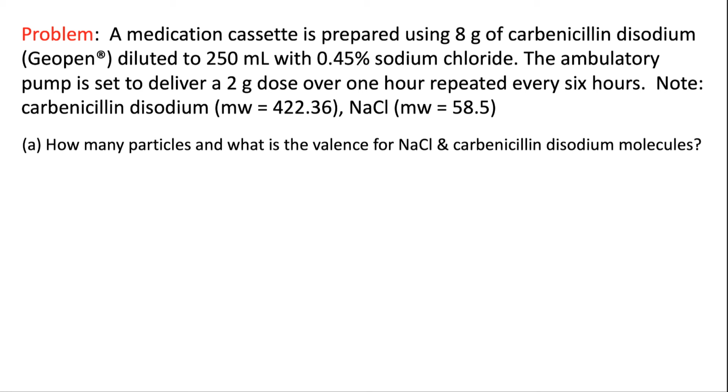So the problem says, a medication cassette is prepared using 8 grams of carbenicillin disodium, which has the brand name of Geopen. The 8 grams of carbenicillin disodium is diluted to a total volume of 250 milliliters using 0.45% sodium chloride. Now, this ambulatory pump is set to deliver this 2-gram dose over an hour.